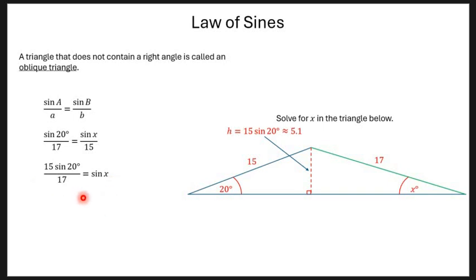And then I can take the arc sine of both sides. So I'll get that the arc sine of 15 times the sine of 20 over 17 is equal to x. Typing that into a calculator and making sure I'm in degree mode, I get that x is approximately 18 degrees. And this is how you apply the law of sines.